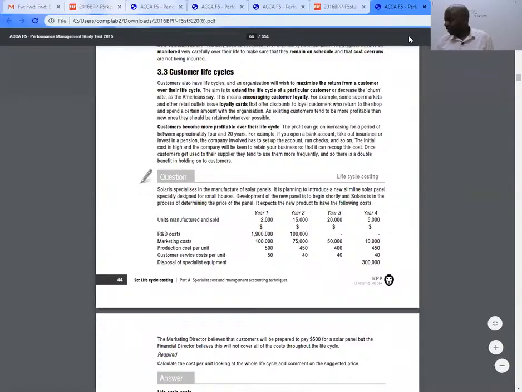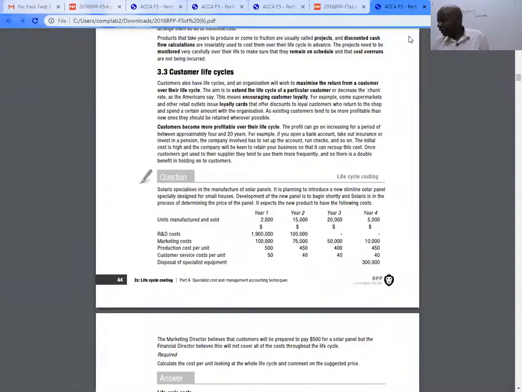From Aurelia, 235,000. But can someone else confirm that figure? For the marketing cost. So for the marketing cost, I'm being told it's 235,000.